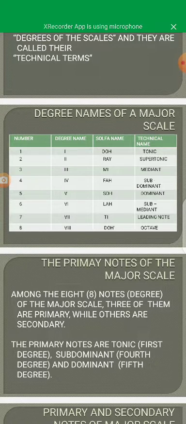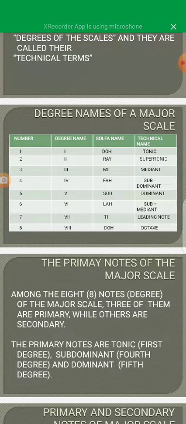The seventh note is represented with VII, and in Roman figure it means 7. The seventh note. While the solfa name will be Ti, Do, Re, Mi, Fa, Sol, La, Ti. Then the technical name is called leading note. It's leading you to the next octave.